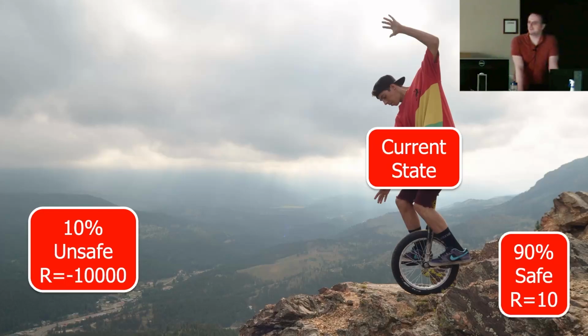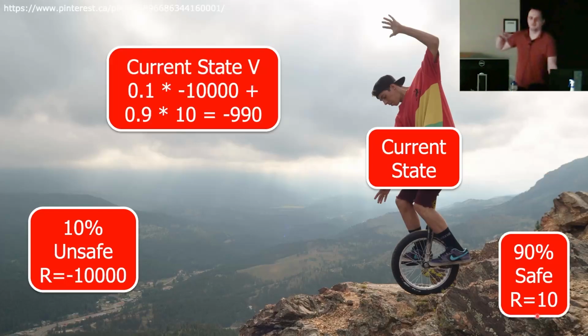So what is the value of the current state using what we currently know about dynamic programming? Well, it would be 10% of this plus 90% of this, right? So we'd get this very negative value for being in this state. But if this person had a very, very good policy that 99.999% got them safe, maybe then yes, on expectation, this would just be a little bit thrilling thing to do.